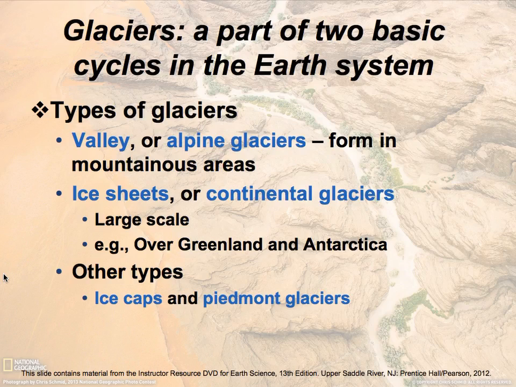That's a lot. Ice caps and Piedmont glaciers are much smaller features. Ice caps are less than 50,000 square kilometers, and Piedmont glaciers are smaller features in mountainous areas. They're not necessarily alpine, but they're higher altitude than typical ice sheets.